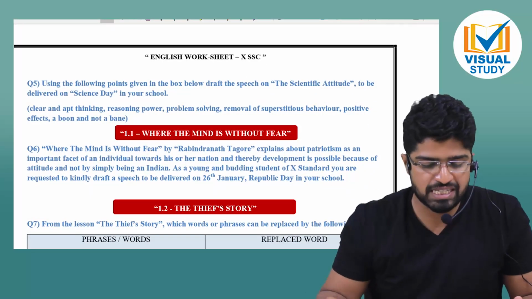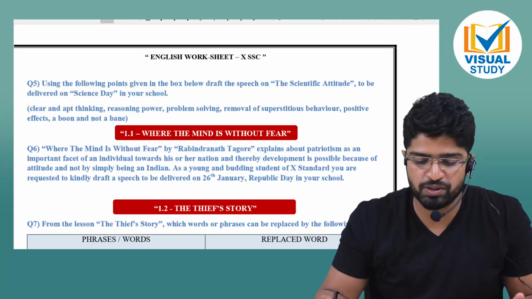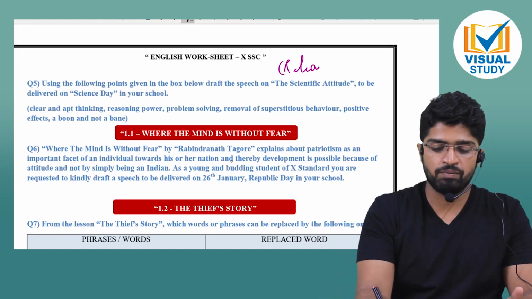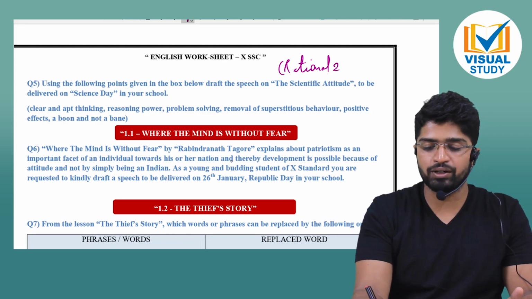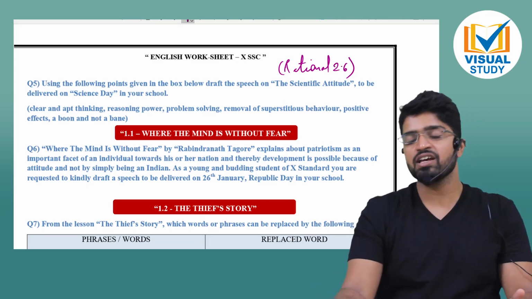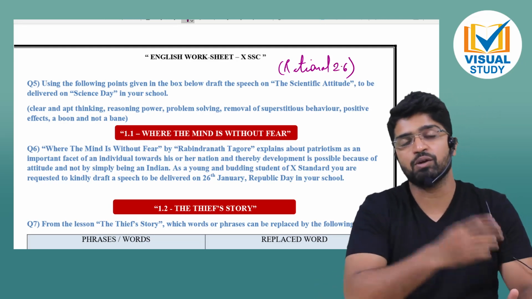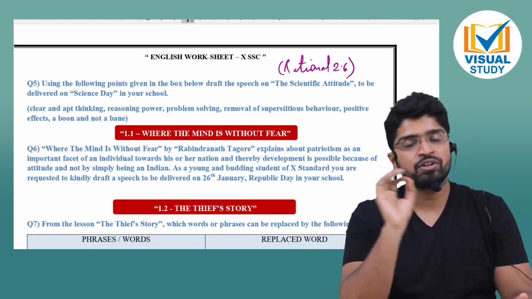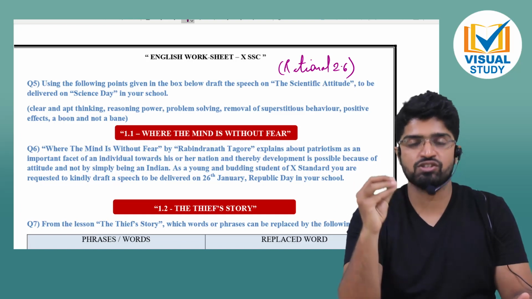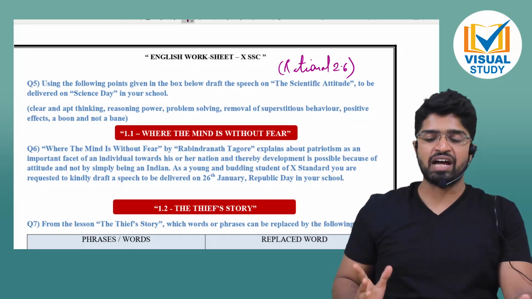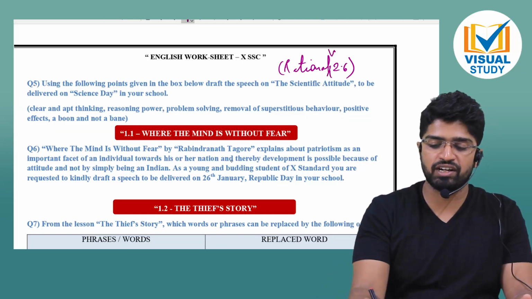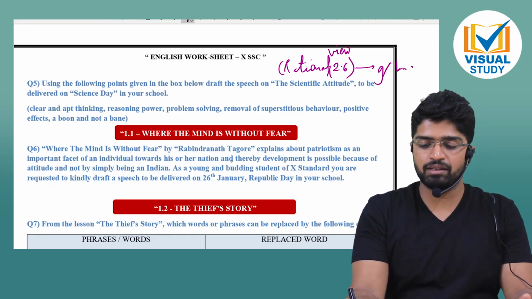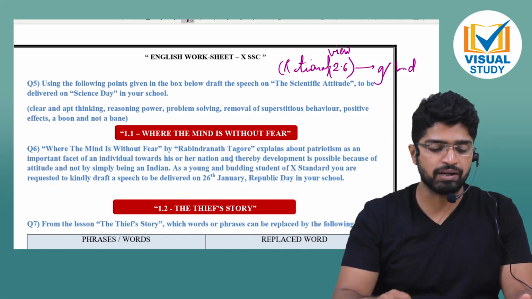Using the following points given in the box below, draft a speech on the scientific attitude. Scientific attitude is based on rationality. As far as I know, topic 2.6 of your syllabus has the reference of this, with Dr. Abdul Kalam and everybody. There has been mention of this fact. So on this, there is this point mentioned, the scientific attitude. Everyone should have a rational view, because a rational view talks about the good and the bad. It does not hold a gray line in between.